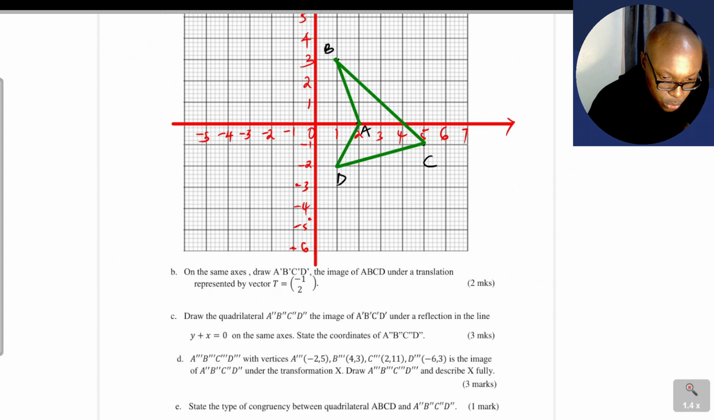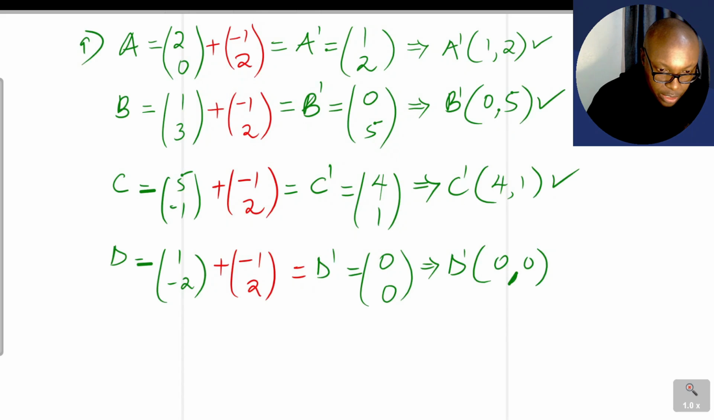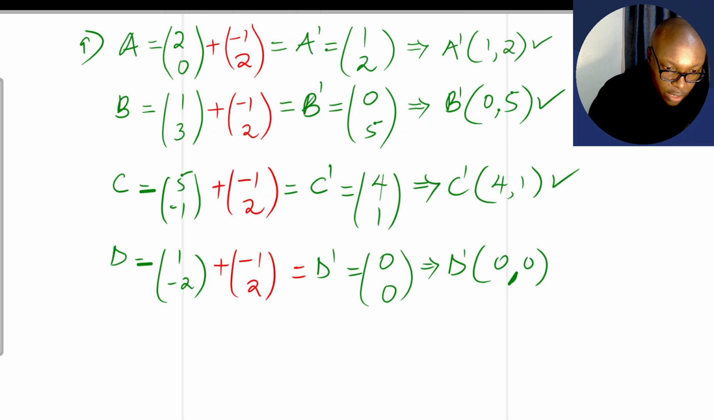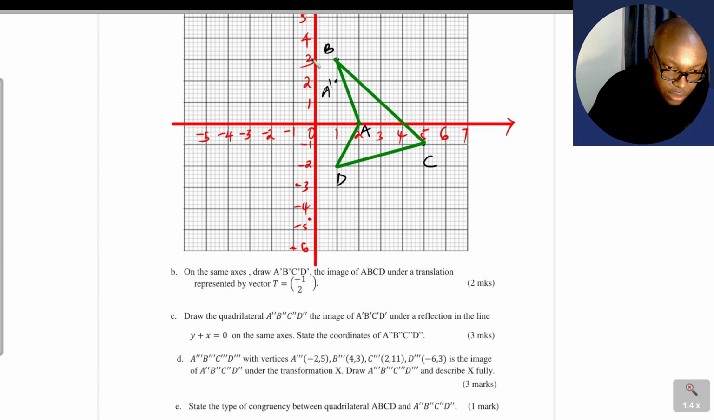So you're supposed to draw it. So we can draw it now. So A, we can start with A. A is 1, 2. So 1, 2 is here. So that is A1. And then B1 is 0, 5.